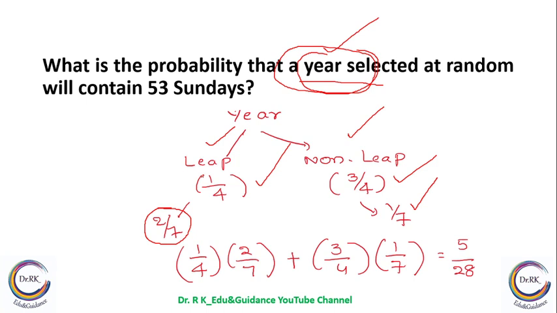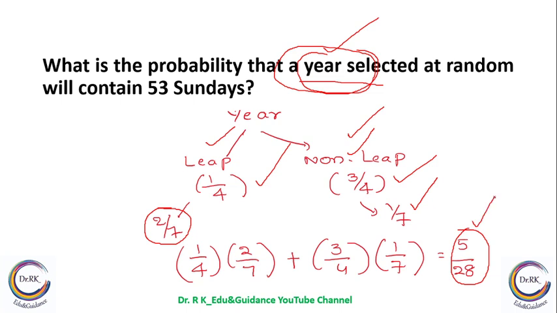Now if you use the multiplication law of probability here, 1 by 4 into 2 by 7 is related to getting 53 Sundays if it is a leap year. And 3 by 4 into 1 by 7 is related to getting 53 Sundays in case it is a non-leap year, right? Now these two are mutually exclusive, right? Therefore we have to sum these two. Therefore it is 5 by 28. Clear?